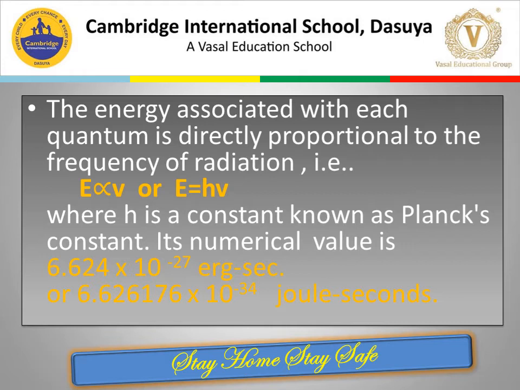The energy associated with each quantum is directly proportional to the frequency of radiation. That is, E is proportional to nu, or E is equal to h nu, where h is a constant known as Planck's constant. Its numerical value is 6.624 into 10 to the power minus 27 erg-second, or it is equal to 6.626 into 10 to the power minus 34 joule second. Here, the energy is correlated with the frequency of radiation, which was not the case in the electromagnetic radiation.